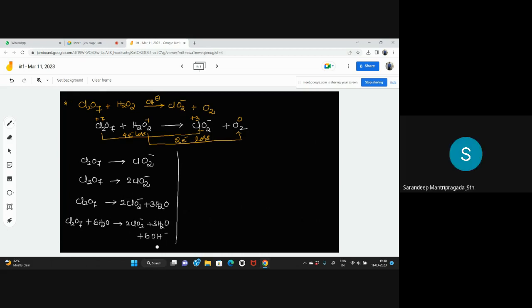So it becomes Cl2O7 + 3H2O. Okay, once let me verify that one. So in final we can write: what is the charge here? -2 -6, total how many? 8 electrons are there, right? Cl2O7 + 3H2O + 8 electrons gives rise to 2ClO2⁻ + 6OH⁻. Is it okay?